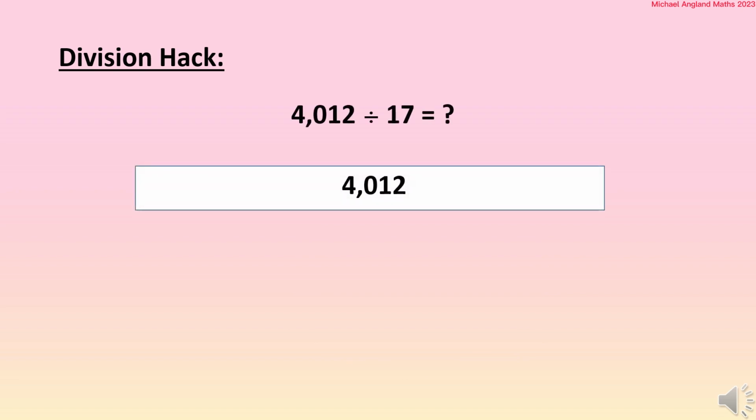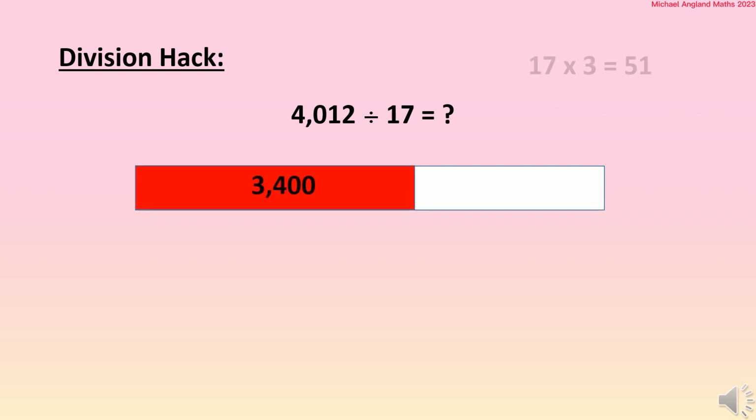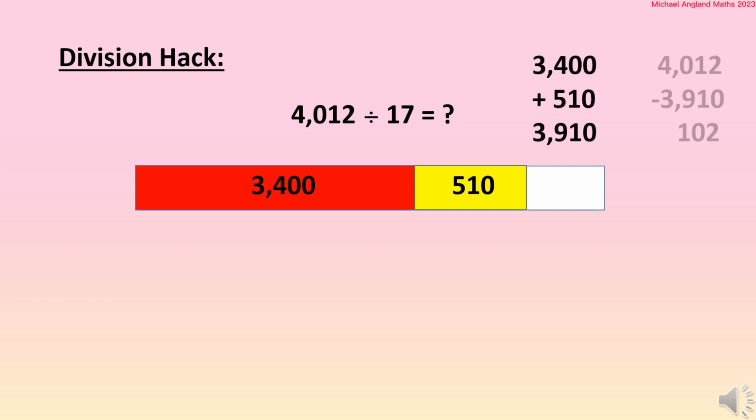Division hack. Here's another example. 4012 divided by 17. Note 17 times 2 is 34, so 17 times 200 is 3400. So let's split it up into 3400. Note 17 times 3 is 51, so 17 times 30 is 510. Let that be the second part. So the remainder is simply the difference. So if we sum those up, we get 3910. The difference between that and 4012 is 102.